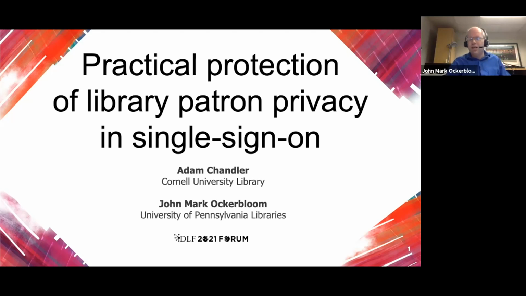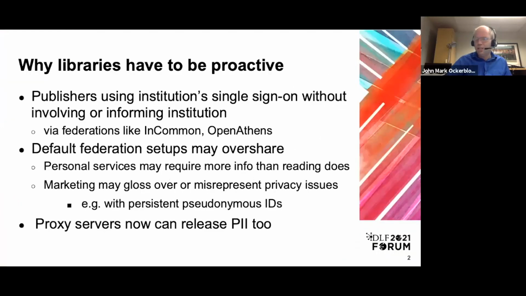Today we're going to be talking about work we're doing at our respective institutions on protecting patron privacy using single sign-on systems. This was something we realized we had to be proactive about because, as Dorothea mentioned, publishers can start having users sign on to them using our single sign-on systems without ever contacting the libraries. In fact, they don't even have to contact central IT. They're currently joining single sign-on federations, like InCommon, that we're members of.